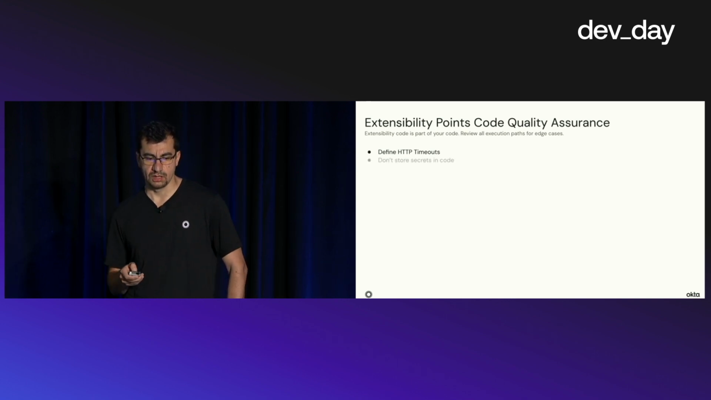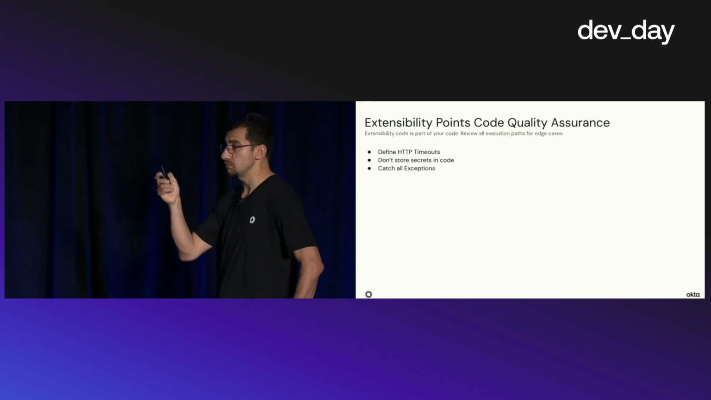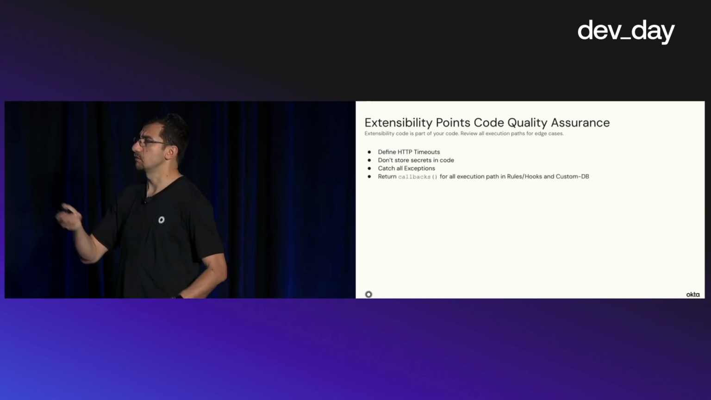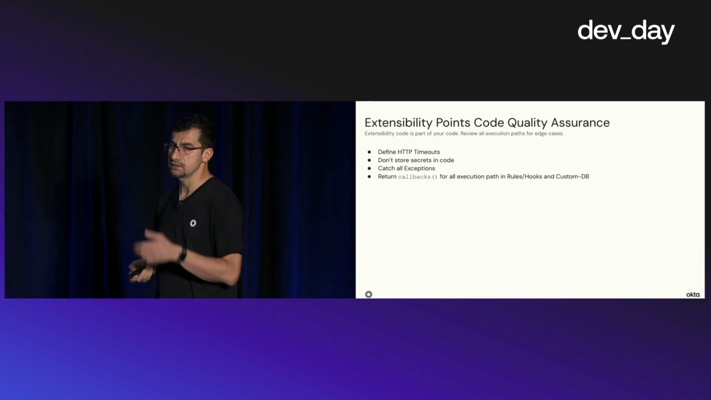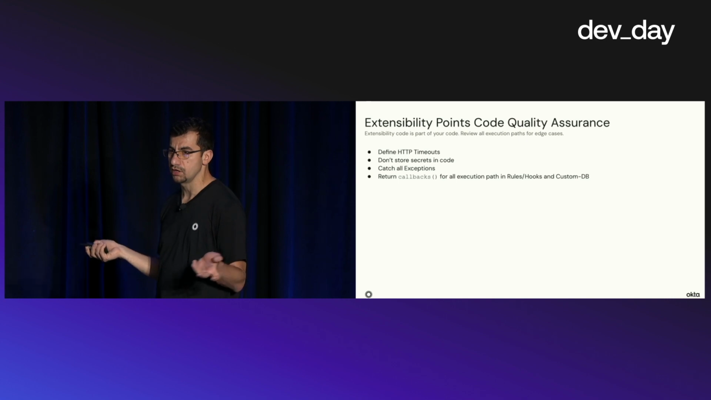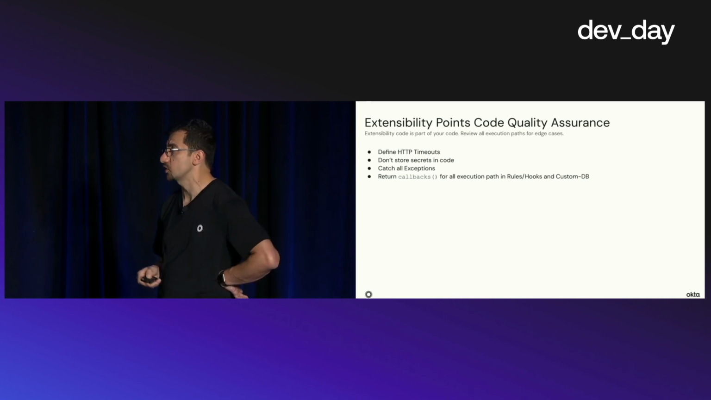So don't store secrets in the code. Rules and actions both have secret management capacity. Use that. Catch all the exceptions. Make sure that all exceptions are managed. And return callback. Customers forget. There are execution paths where they don't execute the callback for rules and hooks. And custom DB, again, we're going to wait there forever until you call the callback, and the transaction will time out. Lint the code, type checking, async, await.